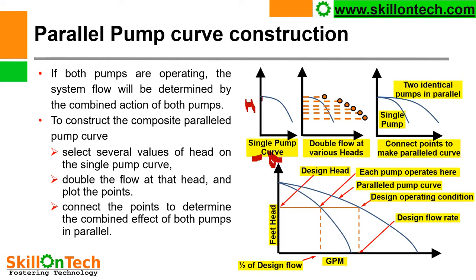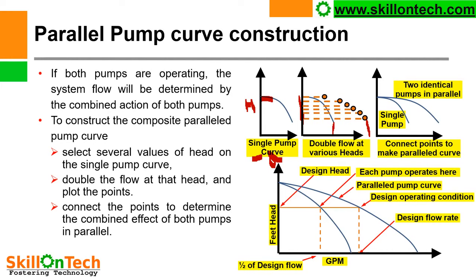So this is the characteristics curve, the HQ curve, of a single pump. Now in parallel pump operation, when two pumps are placed in parallel, what we have to do is select several values of head on the single pump curve. So here these are the several values of head. Here you can see the flow doubled. This is the flow of a single pump, and here it is doubled. Now connect the points to determine the combined effect of both pumps.